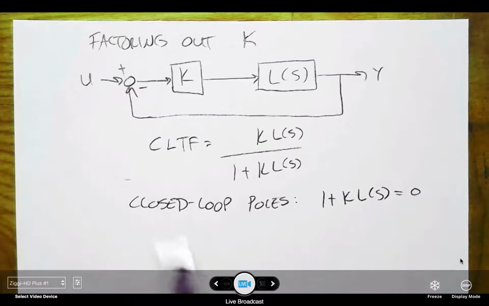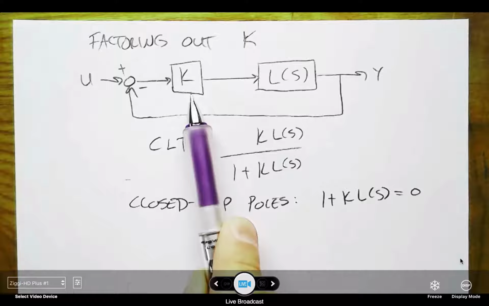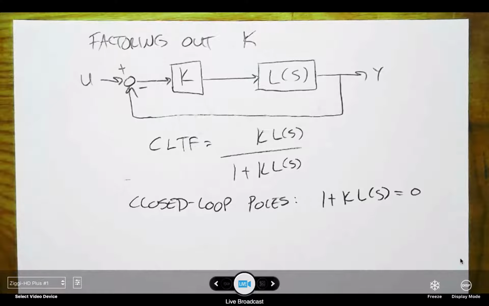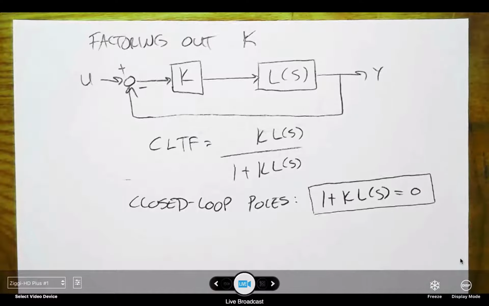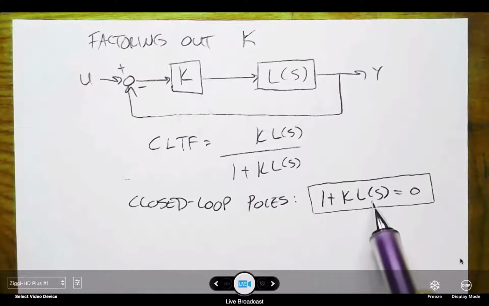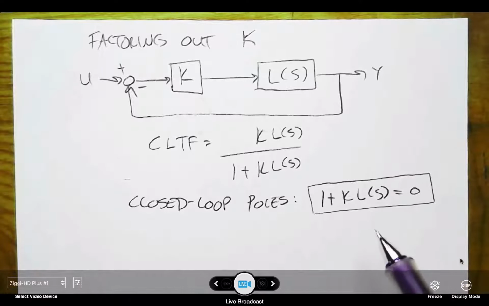But the big idea is I've got some K, and this is just a constant. It does not depend on s, and it is varying from 0 to infinity. And then it's multiplying everything else. And we're making the fundamental assumption that when we want to find our closed loop pole locations, we're trying to solve the equation 1 plus K times L of s, or whatever else you want to call this, equal to 0. This is the equation we're trying to solve.